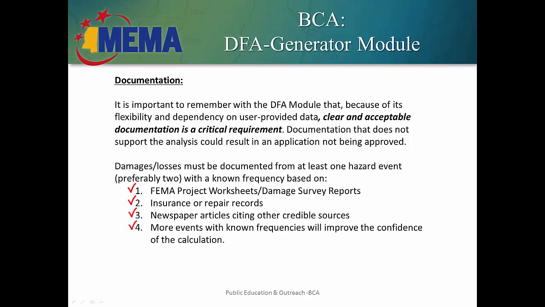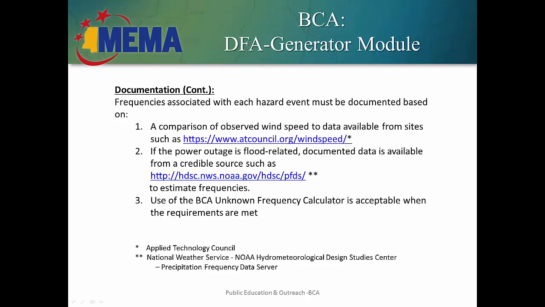Newspaper articles citing other credible sources, or 4. More events with known frequencies will improve the confidence of the calculation. Frequencies associated with each hazard event must be documented based on 1. A comparison of observed wind speed to data available from sites such as the Applied Technology Council. 2. If the power outage is flood-related, documented data is available from a credible source such as the National Weather Service. And 3. Use of the BCA unknown frequency calculator is acceptable when its requirements are met.